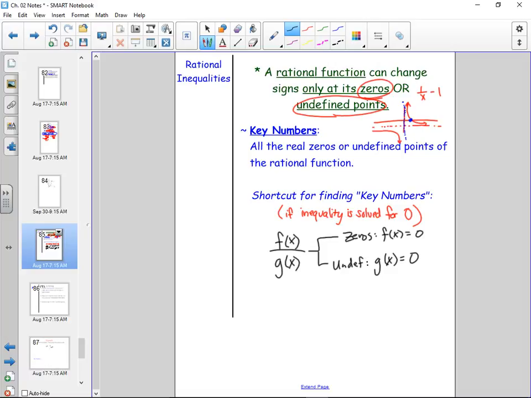Remember, domain, we only look at the bottom, but we can look for x-intercepts up top, just not vertical asymptotes. So undefined, look at the bottom. Zeros, look at the top, but only if you have it solved for 0.